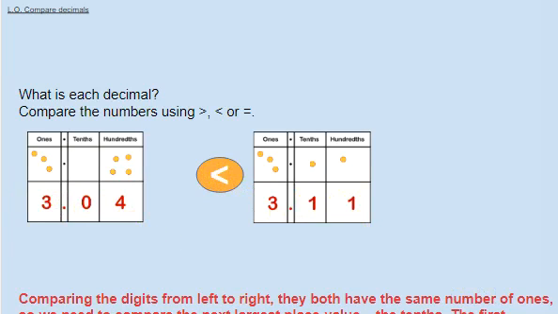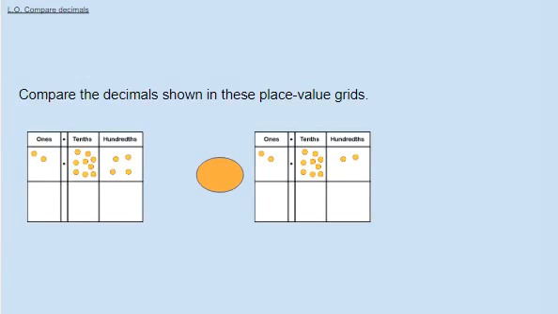And I've missed that bit of writing off the bottom, but you can see it. Have a crack at this one. I'm thinking about comparing these decimals shown in these place value grids. So this time, it's getting a bit tricky.